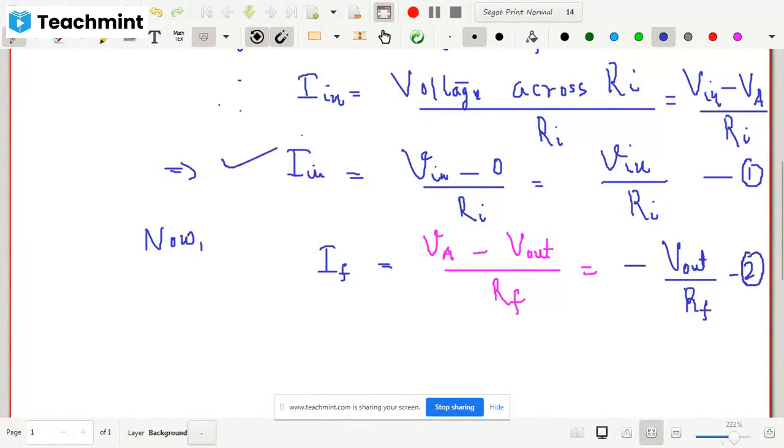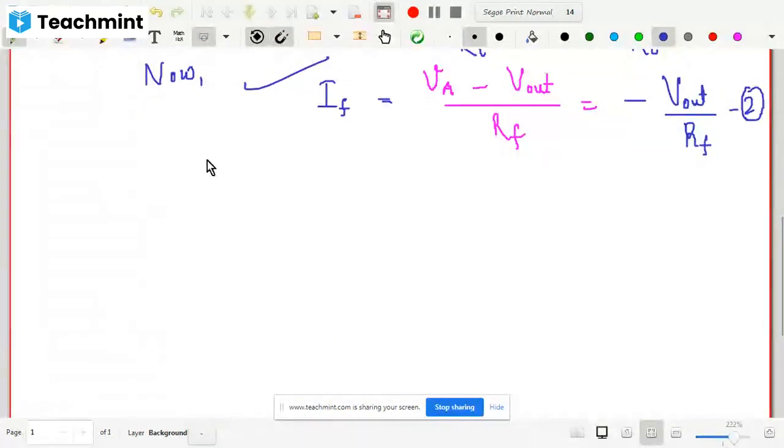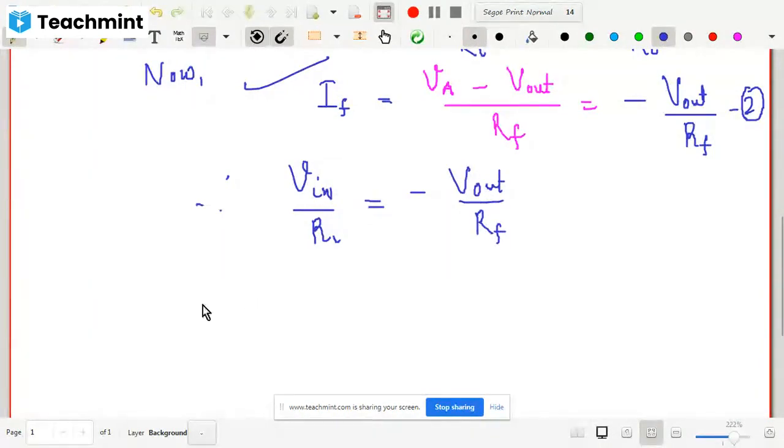So now from these two equations, equation 1 and equation 2, I_in is equal to I_F, isn't it? That means v_in by R_i should be equal to minus V_out divided by R_F. Now our aim is to calculate the gain.